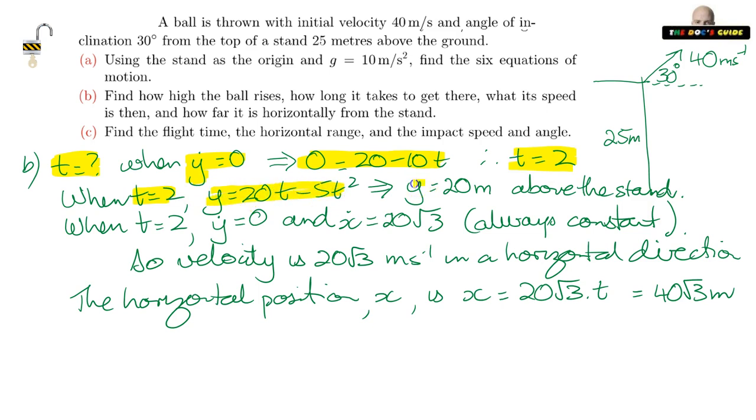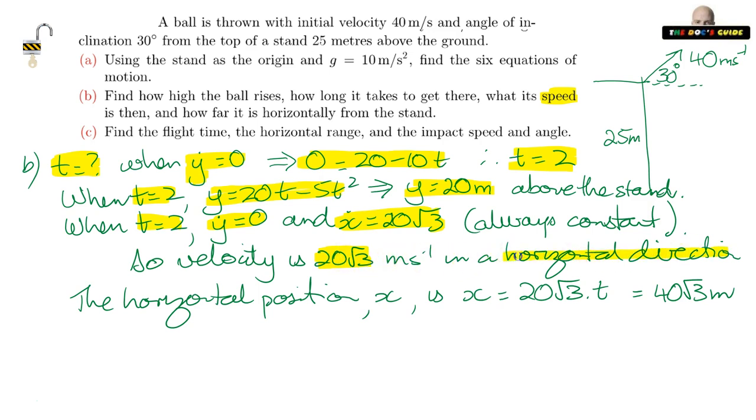So we put it into our equation for y, and we get 20 meters above the stand, or 45 meters above the ground. The actual velocity then, when t equals 2, the vertical component of velocity is 0, the horizontal component of velocity is always 20 root 3. So at the top of the parabolic arc, the velocity is only 20 root 3 horizontally, and it actually said what's its speed when it is there. So its speed is just 20 root 3.